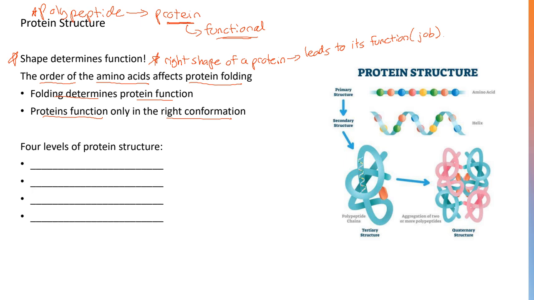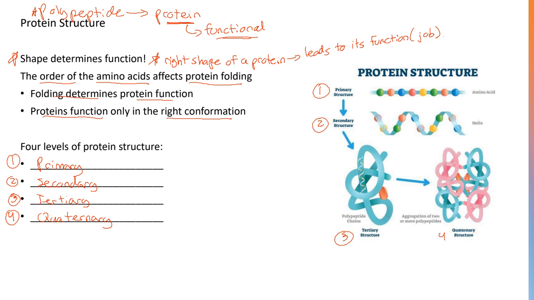So proteins have up to 4 levels of structure, and the levels are primary, secondary, tertiary, and quaternary. And here's an example of them. I'm going to put them in numbers here so you don't get confused. Okay, this is going to be the primary structure. This is going to be the secondary structure. This is going to be the tertiary structure, and this is going to be the quaternary structure.